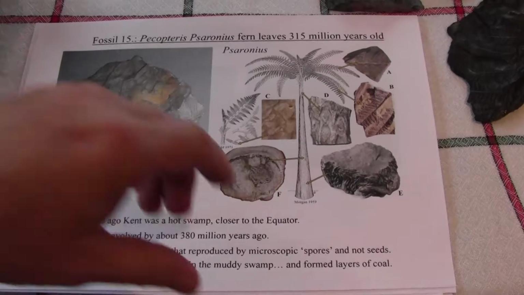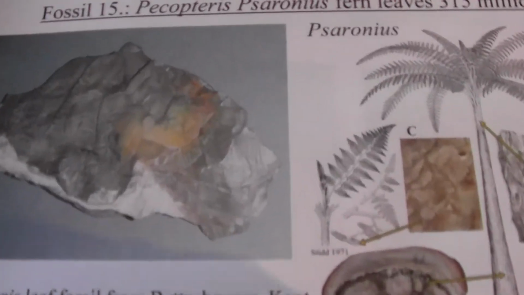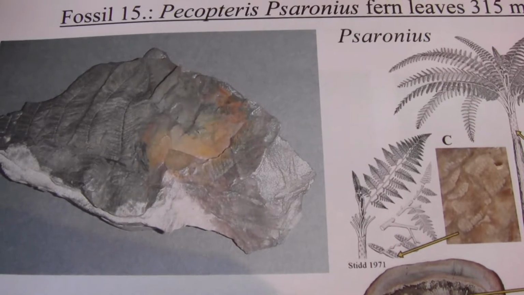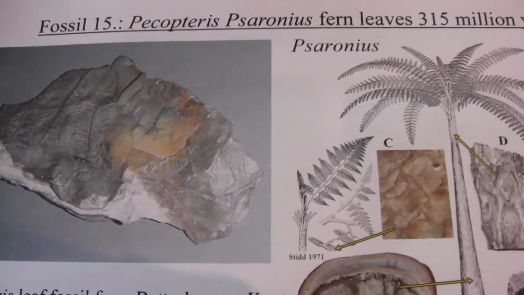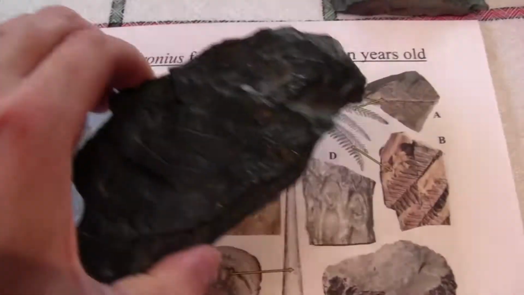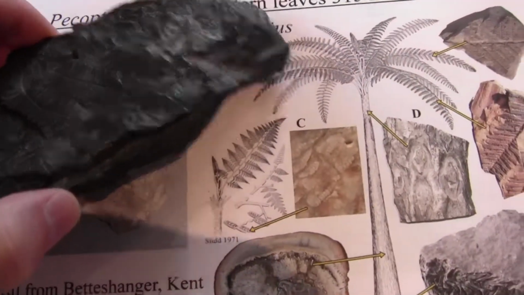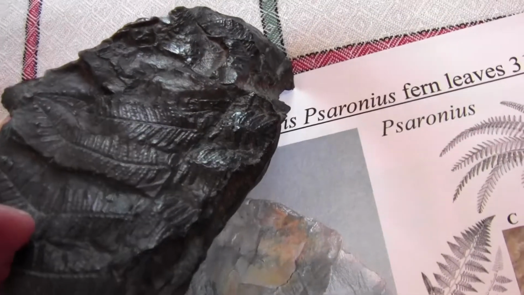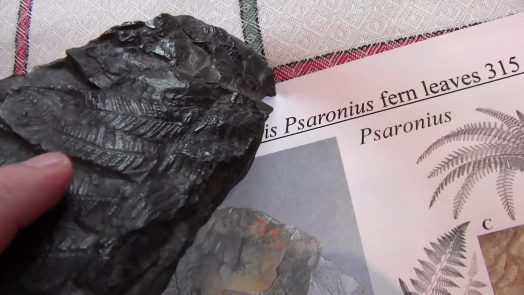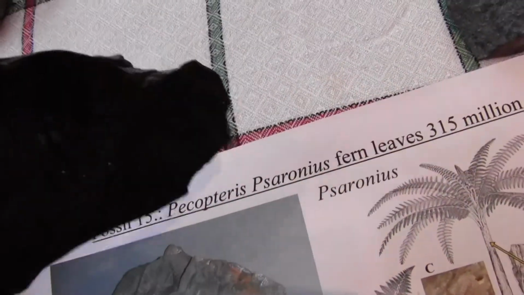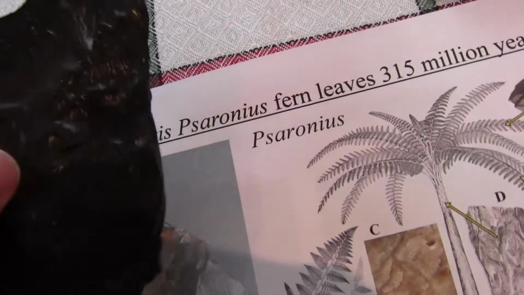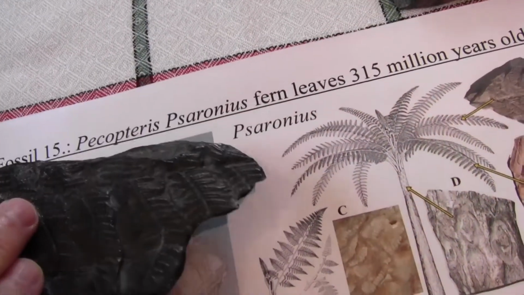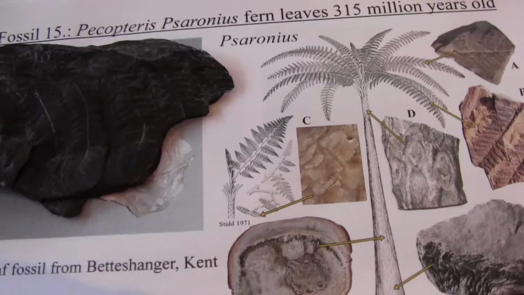Now, here we have a picture of the leaf parts of the fronds of the Ceronius, and the actual fossil is here, and you can see the leaf imprints on the fossil quite well. That's one side there, and there's more leaves on the other side too. And so this is a fossil that came from Betsanger in Kent.